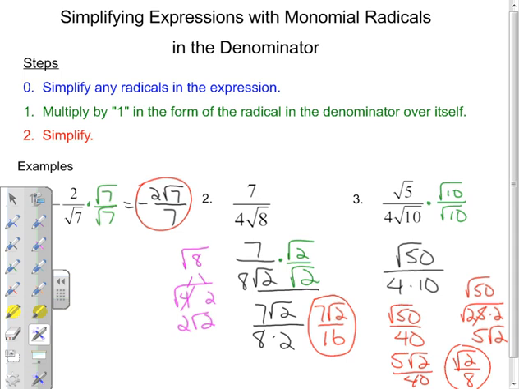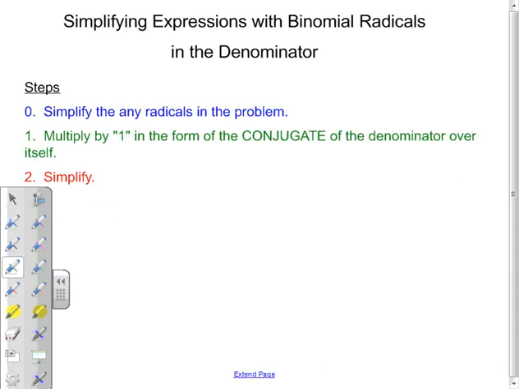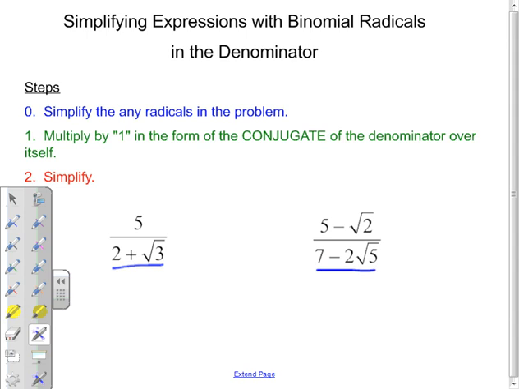Okay, so just a quick review of this. When dealing with a monomial radical in the denominator, the key rule here is to multiply by 1 in the form of the radical over itself. Again, just the radical that's in the denominator. Okay, so let's move on to problems that are a little bit harder here. And we see here that in these problems, we're given rational expressions that have a binomial in the denominator with a radical, okay? And this is going to be a slide where I show you how to simplify expressions with binomial radicals in the denominator.